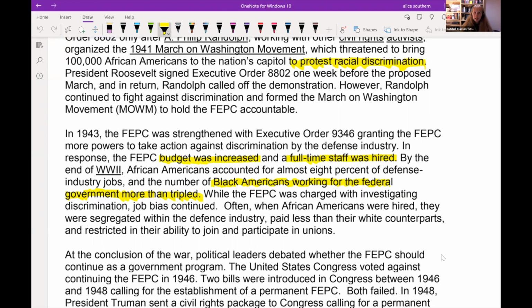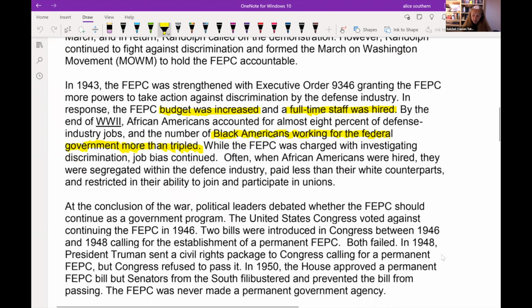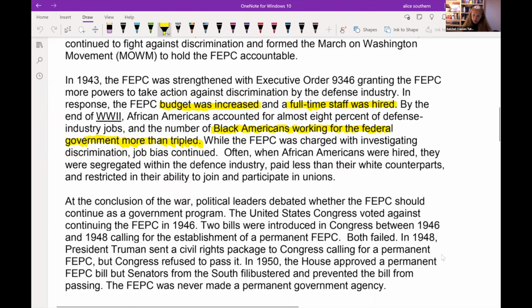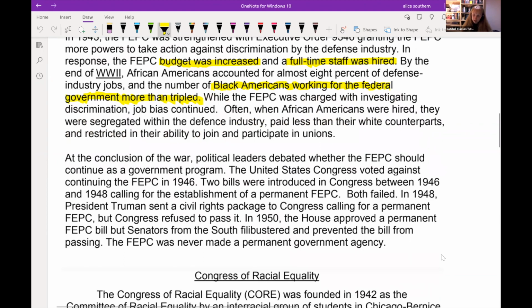Job bias does continue, right? Just the white people will be given the higher paid jobs and the more superior jobs, just because that's what was completely normal then. They were segregated within the defence industry, paid less than their white counterparts, and restricted in their ability to join and participate in unions, all right? So anything that's fighting for their rights, they have limited support from somebody to make sure that they're being treated equally.